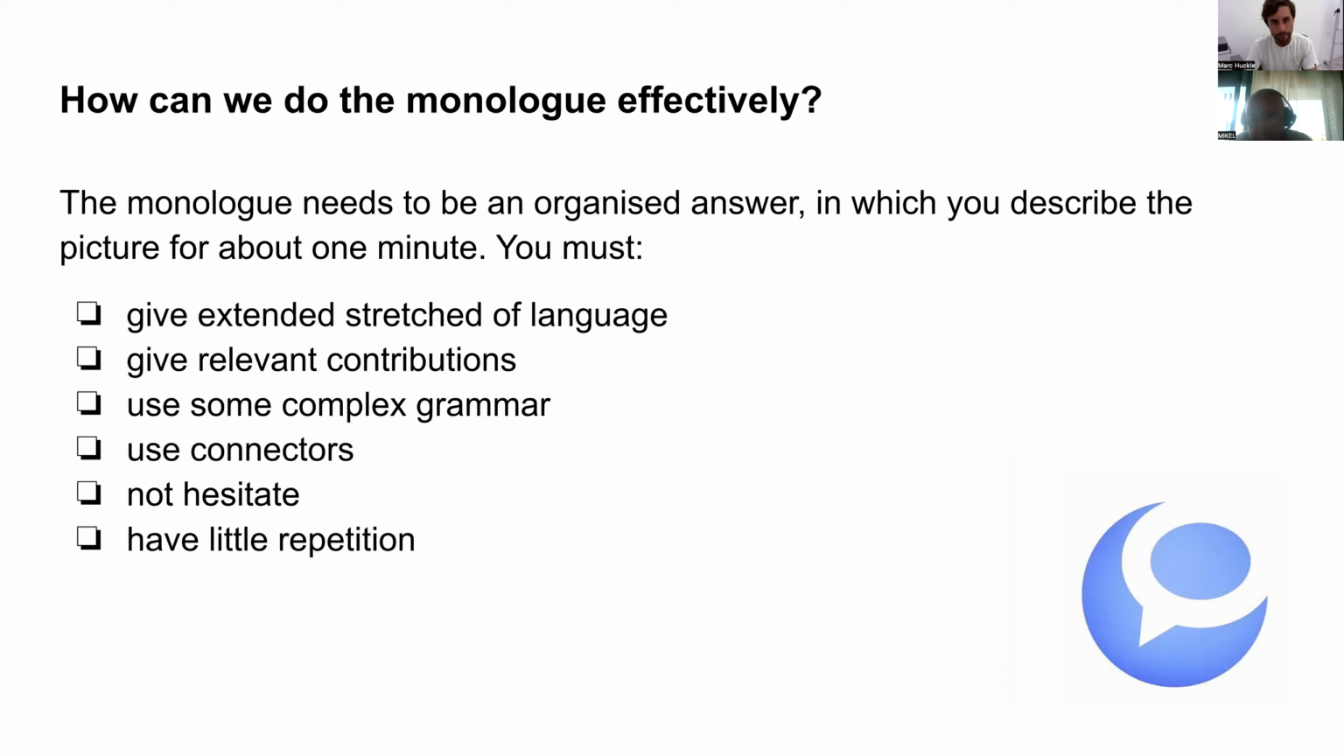Un ejemplo sería, there is a man. He is wearing a jacket. He is wearing shoes. He is wearing a jumper. He is wearing a hat. There is a woman. She is wearing a coat. She is wearing... Es demasiado básico, es repetitivo.